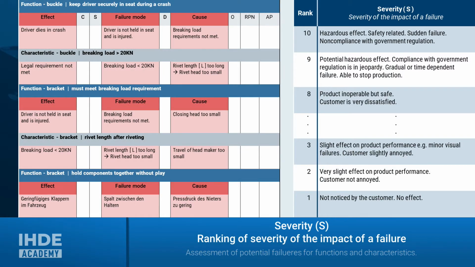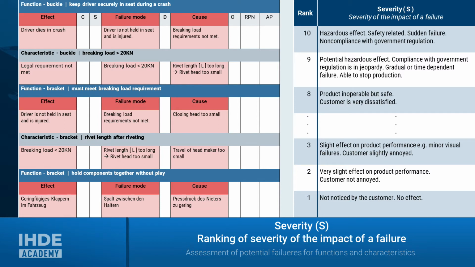On a scale of 1 to 10, the severity of the impact of a failure is ranked. 1 is for failures that are practically insignificant and go unnoticed by the customer. 10, on the other hand, is for failures which, when they occur, endanger the life of people or their physical well-being or violate laws. Especially when such failures can also occur suddenly and without warning. In between, there are further gradations, some of which are listed here in extract.